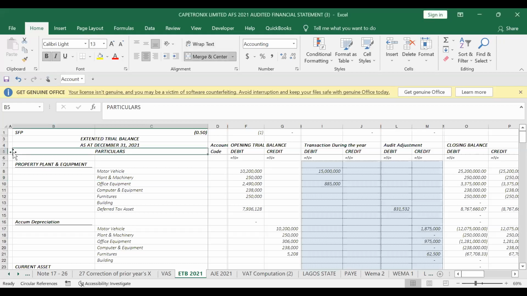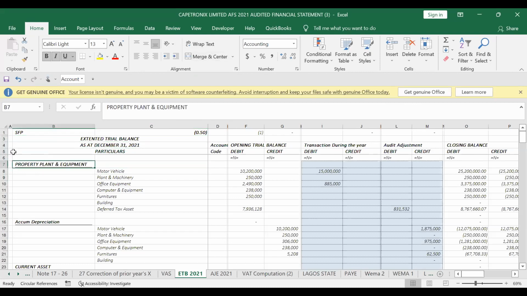All right, so look at what I've projected in the first instance. This is what we call the extended trial balance. Please confirm if you can see my Excel screen. Yes, I can. Okay, so this is what we call the extended trial balance.